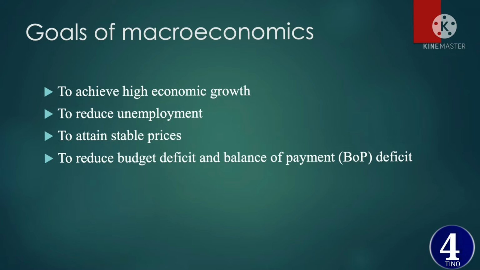The fourth goal of macroeconomics is to reduce the budget deficit of a given government, which means the expenditures the government makes and the amount of income that it receives has to be balanced. At least the deficit must be reduced.